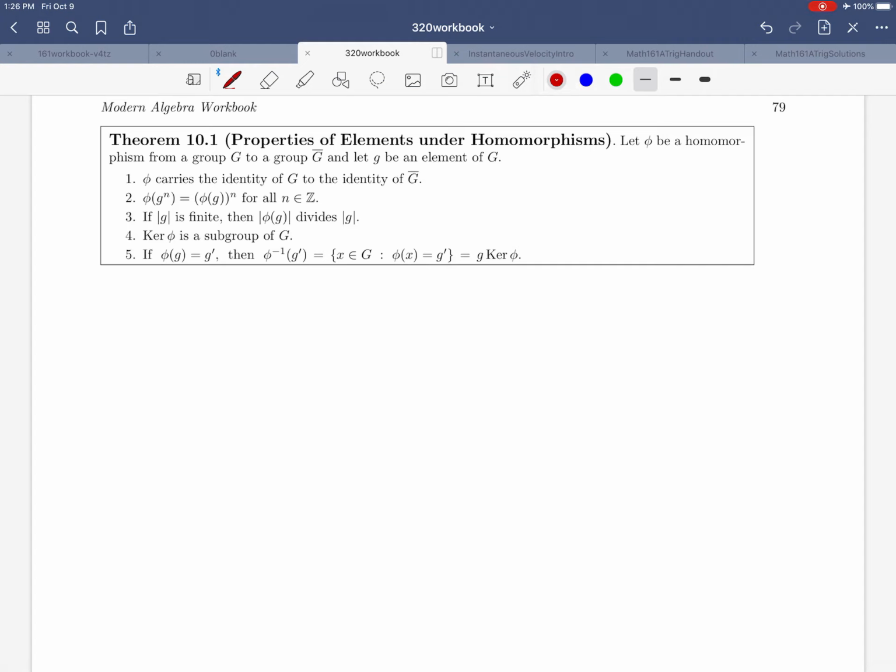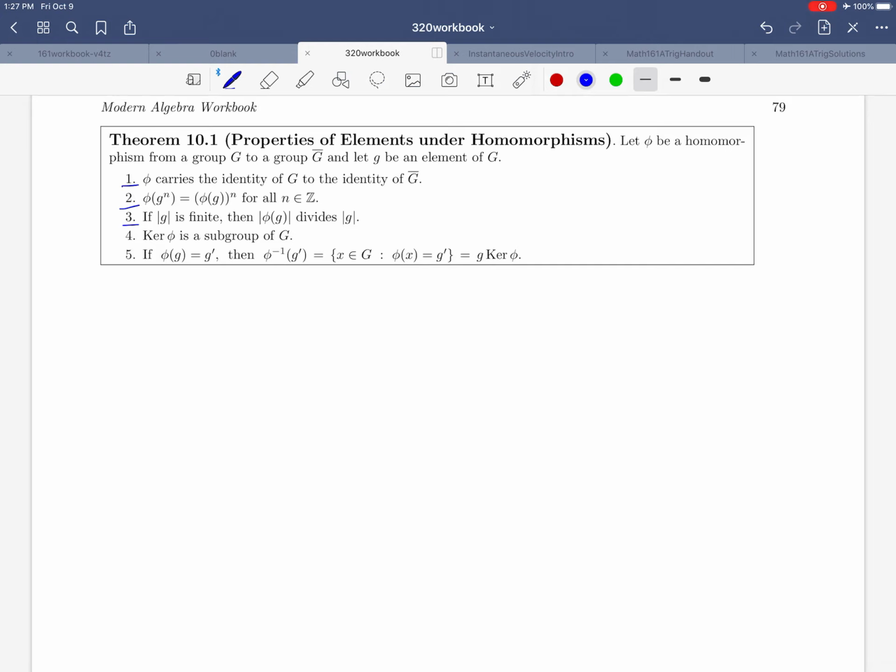First of all, number one, a homomorphism phi carries the identity of G to the identity of G bar. Just as with isomorphisms, this is still true with homomorphisms. Number two, phi of g^n is phi of g to the n for all n in Z. That is also still true. We already had that for isomorphisms and we still have it for homomorphisms.